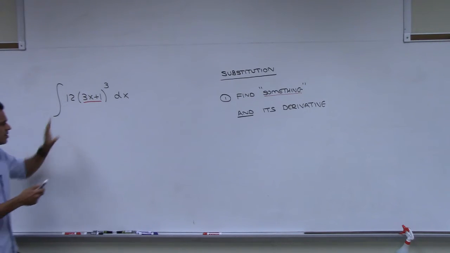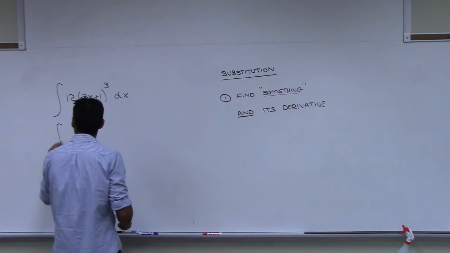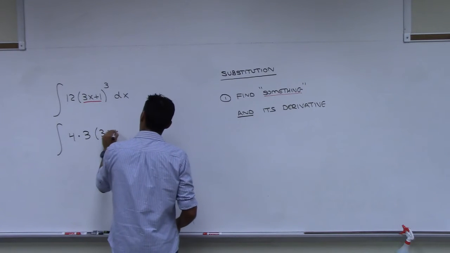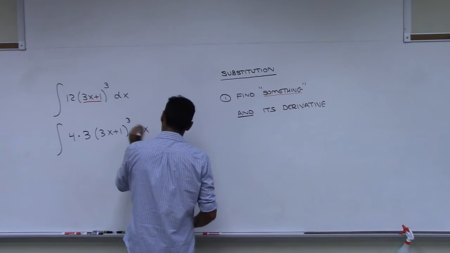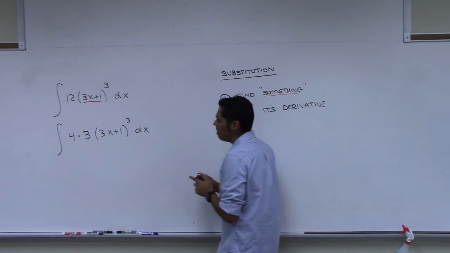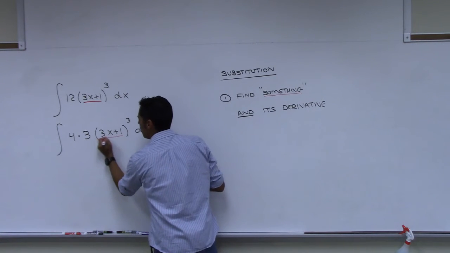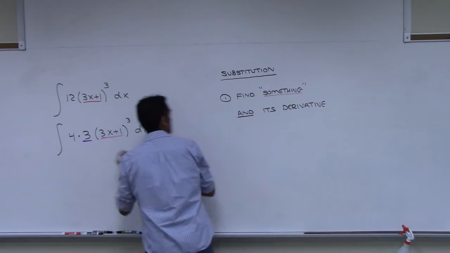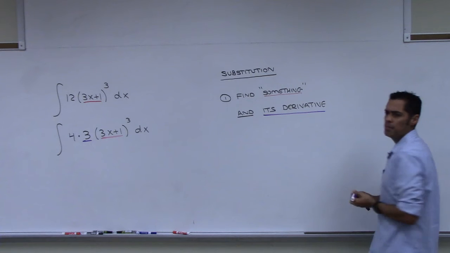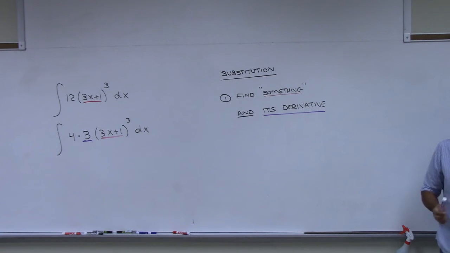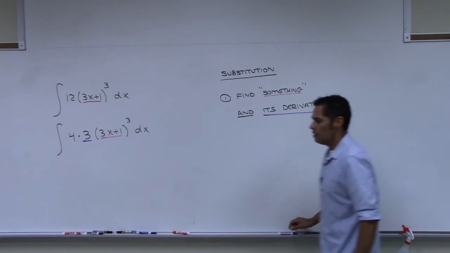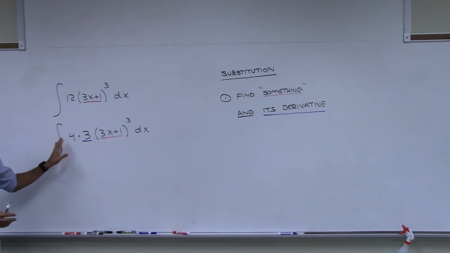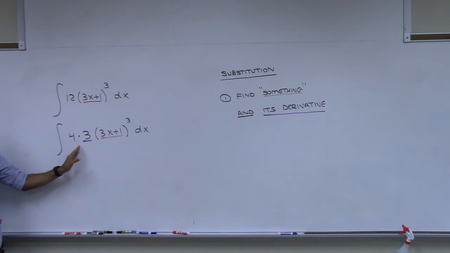Yes? So let me just kind of rewrite the problem for a second. This is 4 times 3 times (3x plus 1) cubed dx. So again, do we see something? Yes, I see something here. And do I see its derivative? Yes, there's its derivative. See what I'm saying? Now we had to break that 12 up to see it, right? But it's there. There's the 3.